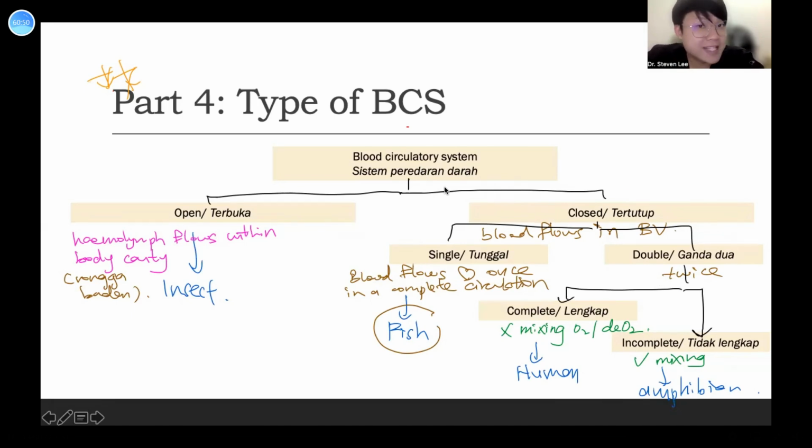Tapi kalau you belajar dalam Bahasa Melayu, you go from up down. Maksudnya, kalau saya tanya pasal ikan, your jawapan will be sistem peredaran tertutup tunggal. Itu saja. That is for your fish. Okay, kalau untuk manusia, it will be sistem peredaran darah tertutup ganda dua lengkap. So in Malay, you go from up down.